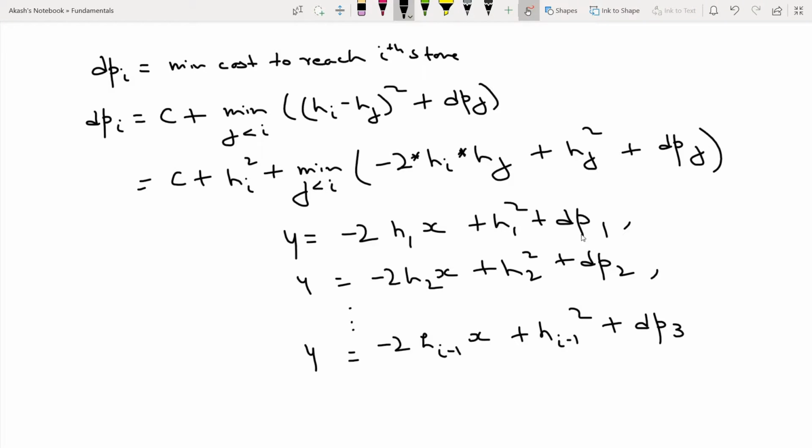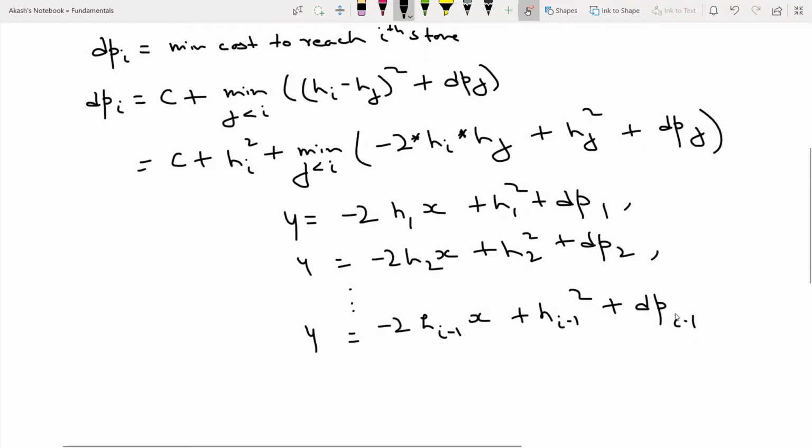Suppose we have calculated dp1 to dpi minus 1. I'm sorry, here it is not dp3, it is dpi minus 1. So now it is very easy to calculate this value. We will just put in place of x this hi, and whichever line will give us the minimum value, that line will be our answer, right?